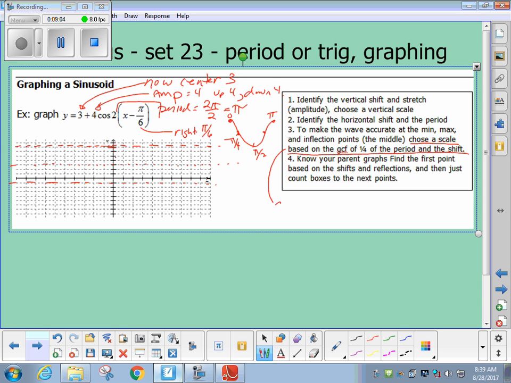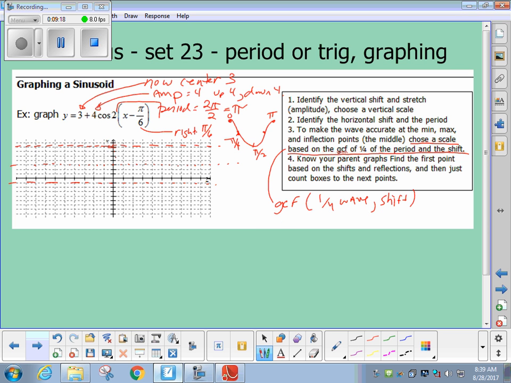To do that, then, you want the greatest common factor between a quarter wave and the shift. You want the greatest common factor between pi over 4 and pi over 6. I know it's been a while since you did greatest common factor, but you want a thing that goes into both. Okay? So what's a denominator that would go into both? 12, pi over 12. You're going to choose a scale of pi over 12.